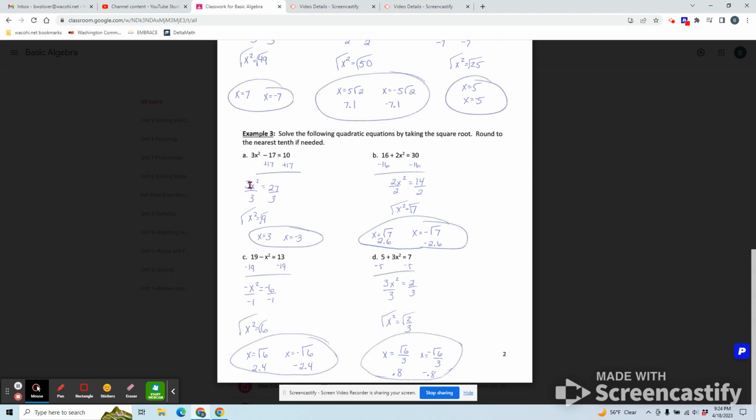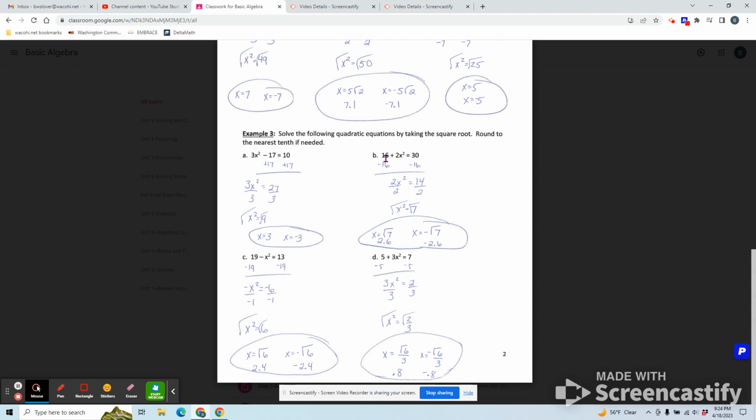Negative 17 plus 17 reduces to the 0. I'm left with the 3x squared. 10 plus 17 is 27. So now I'm back to what I just did on the last problem. To undo that multiplication, I divide. So I divide both sides by 3, and I get x squared equals 9. And then finally, I take the square root of both sides, remembering that I have one positive and one negative solution.